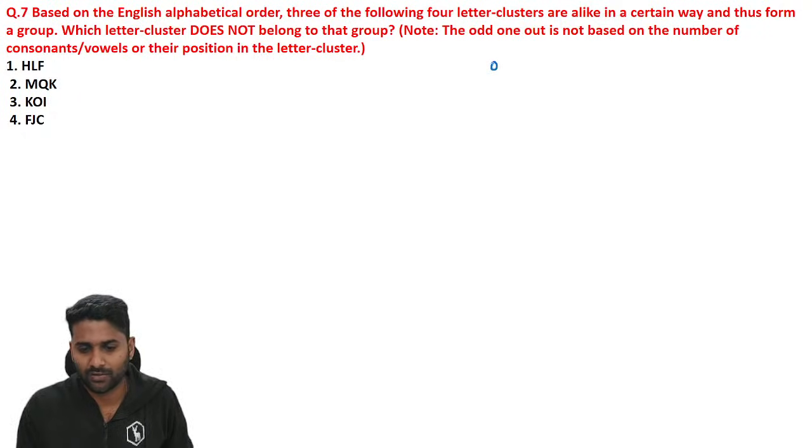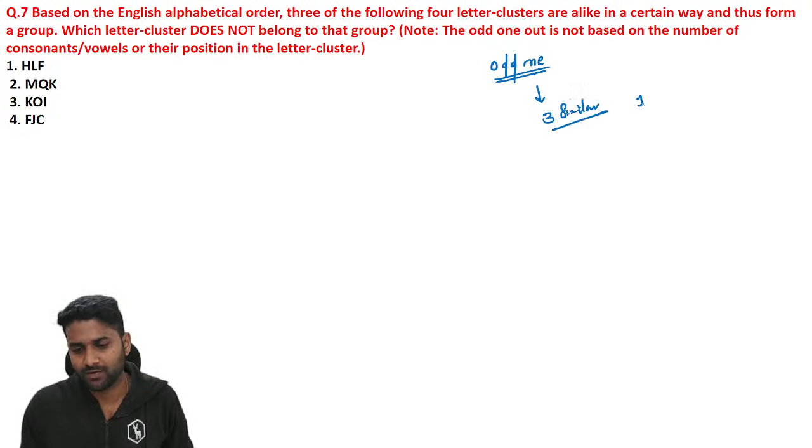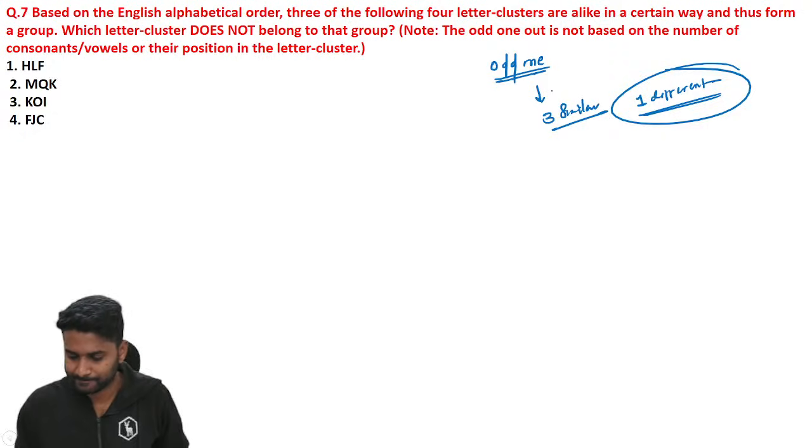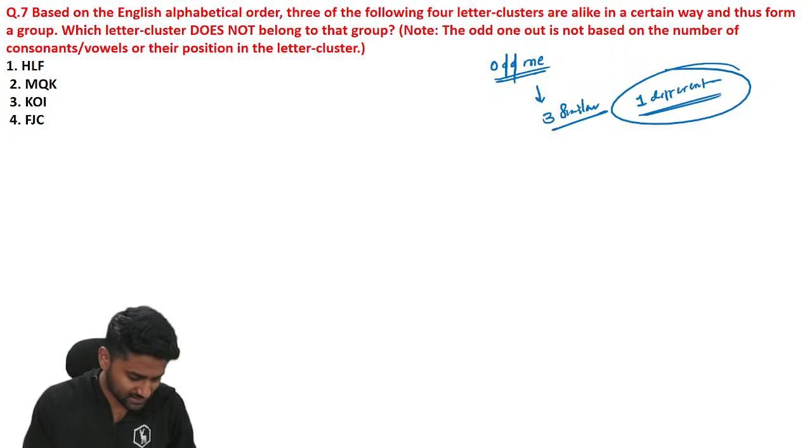Again, just find the odd one out. See, odd one out is all about this: out of four, three are similar, and one is different. Now you have to identify that different element. So you should verify which three are similar and which one is completely different from that similar one.